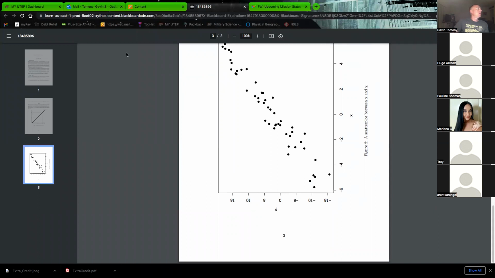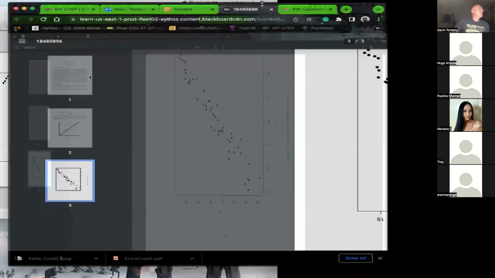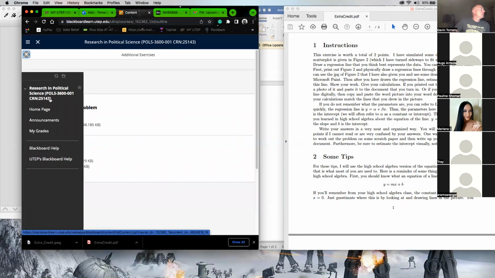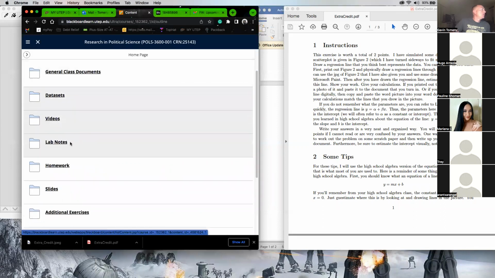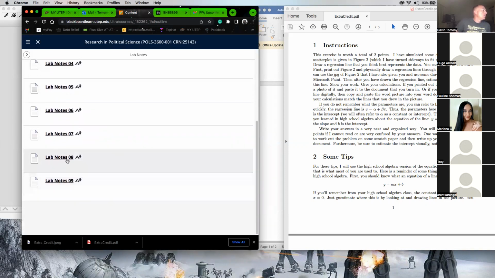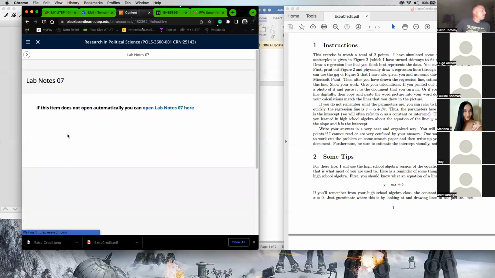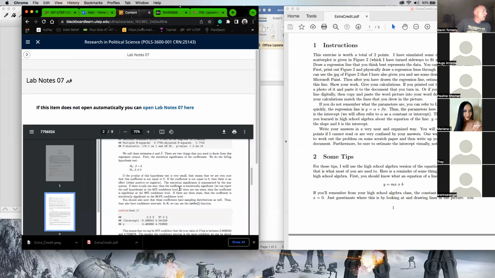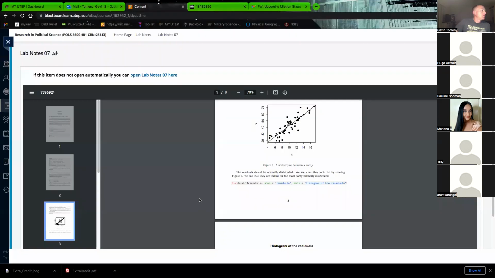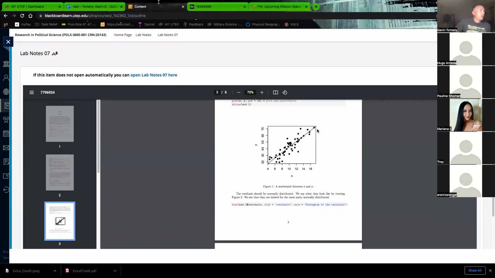He said it was lab 7. So yeah, this one right here. It's pretty much exactly how it is, just drawing from one corner to the other. Super duper simple.